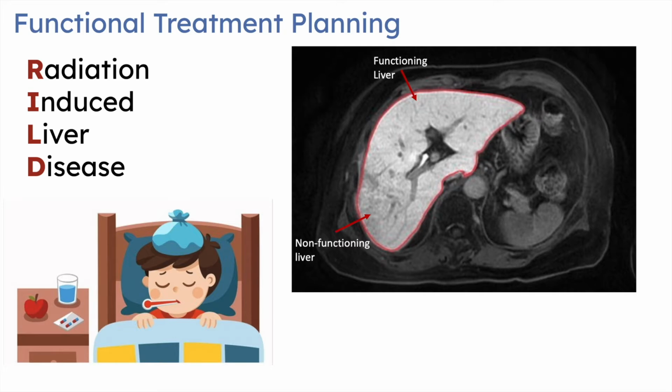Certain regions of the liver may be of more interest when it comes to sparing the liver tissue, as the liver function may not be uniform throughout the organ. There may be areas of high function or areas of low function, as seen in the image.